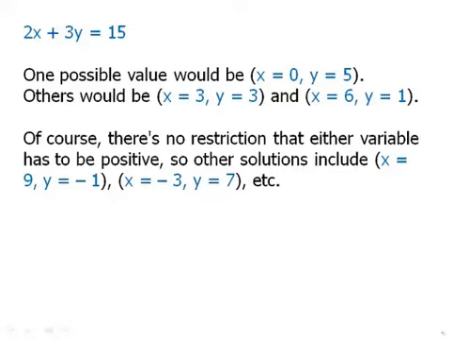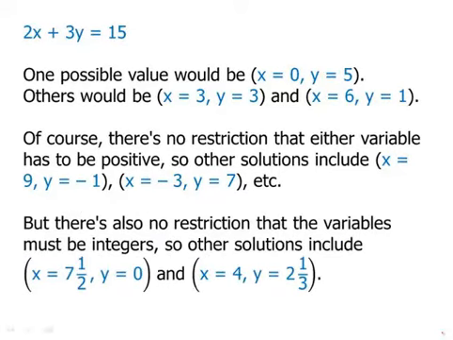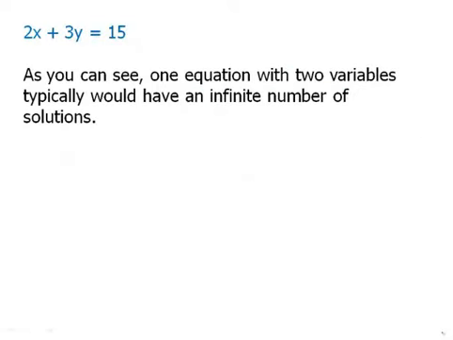solutions of that sort. Also, there's no restriction that the variables must be integers. So other solutions include things like x equals 7.5, y equals 0, or x equals 4, and y equals 2 1/3. So just on this page, notice we have 1, 2, 3, 4, 5, 6, 7 solutions for this. And it's certainly clear we could get many, many more. In fact, one equation with two variables typically would have an infinite number of solutions.